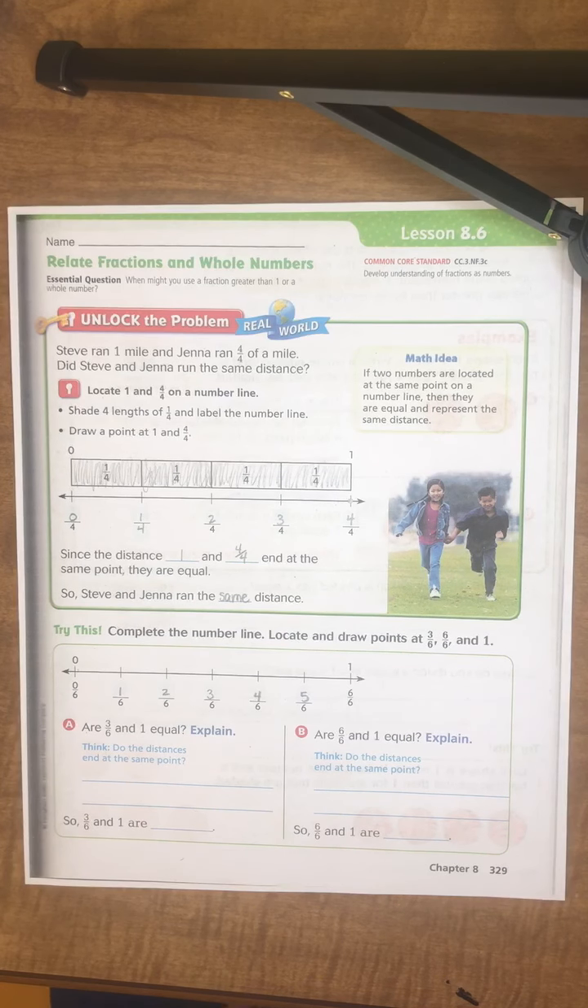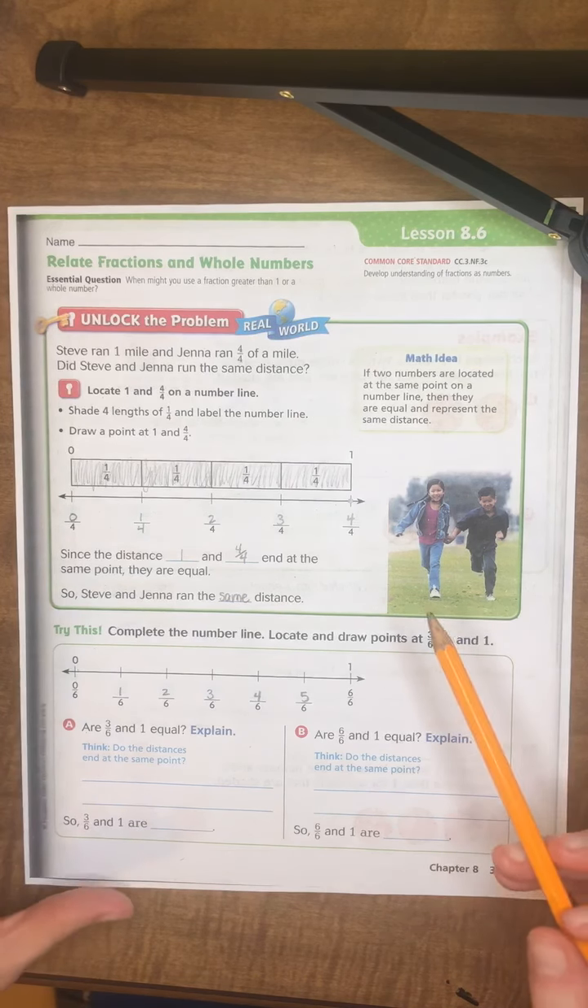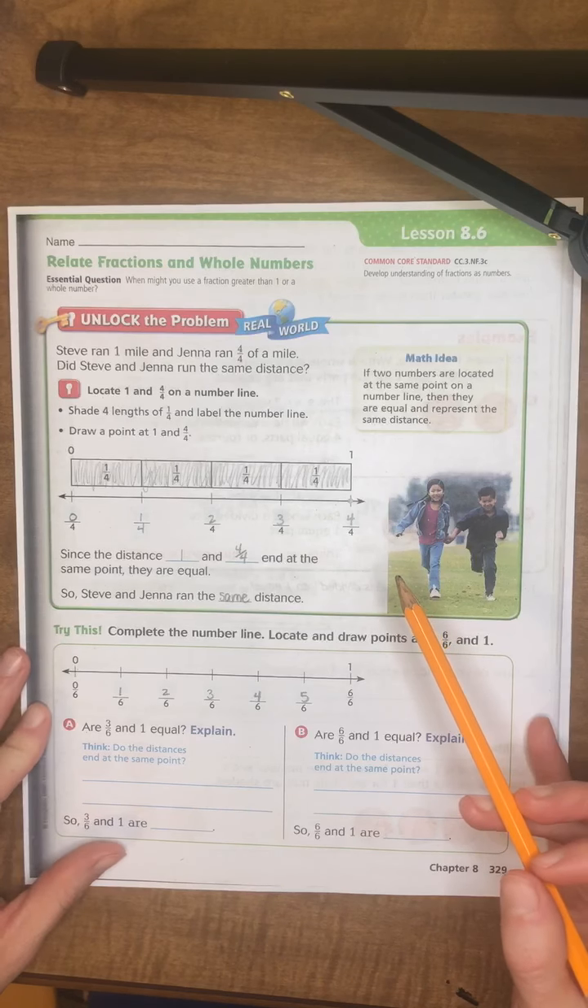Lesson 8.6, Relate Fractions and Whole Numbers. Steve ran 1 mile and Jenna ran 4/4 of a mile. Did Steve and Jenna run the same distance? So locate 1 and 4/4 on a number line.